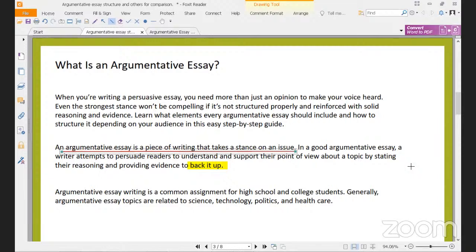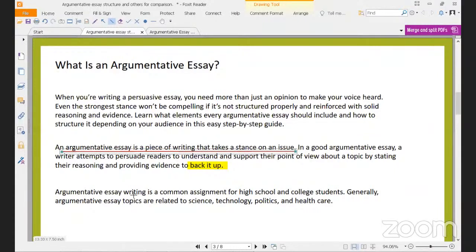You're not incorrect about your statement, but we are using it in the wrong situation in this case. To back it up means that whatever your argument is, you need to show evidence and support your argument. That's what it means to back it up. Respaldarlo. No, resguardarlo. Okay? That's what it means. Remember, you're going to take a stance on an issue.